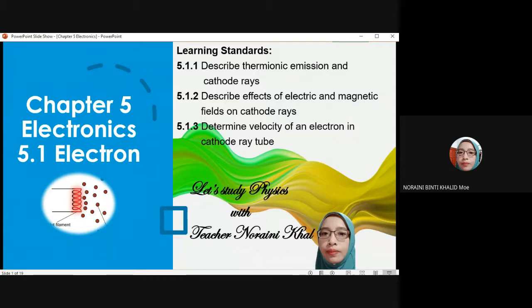Today we start Chapter 5, Electronics, on topic 5.1, Electrons. In this video, I will discuss three learning standards. The first one, describe thermionic emission and cathode rays. The second one, describe effect of electric and magnetic fields on cathode rays. The third one, determine velocity of an electron in cathode ray tube.